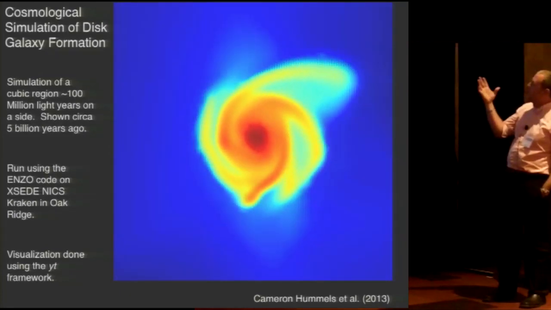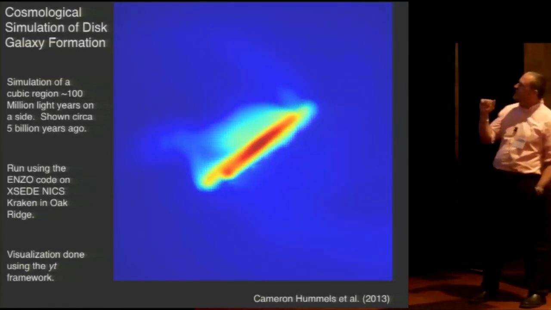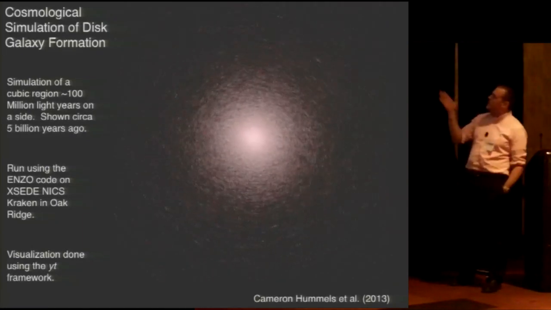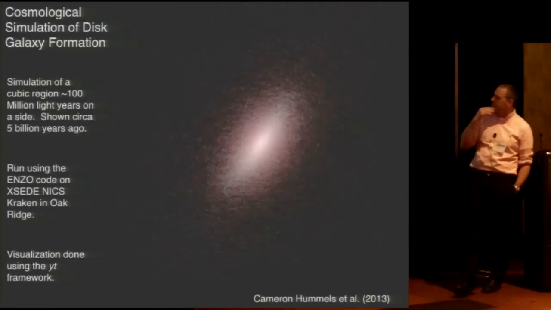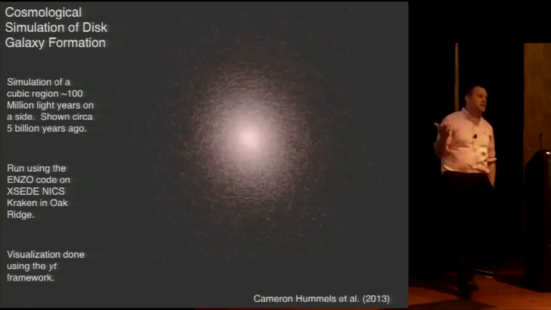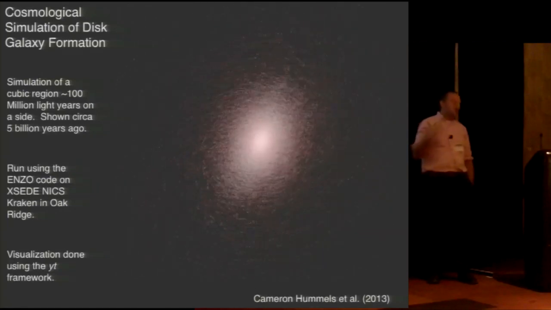There we go. So you can see the gaseous distribution, the spiral arms that form inside of this galaxy. And then you can see the stellar distribution here. These are the stars that form inside the galaxy. So this is something that we're routinely doing now in astrophysics. This is not seen as a huge challenge anymore.